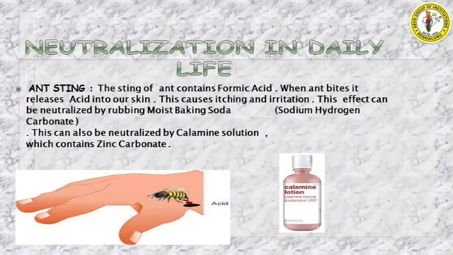That is sodium hydrogen carbonate, the chemical name of baking soda. It can also be neutralized by calamine solution, which contains zinc carbonate. So when formic acid is released to our skin, we can neutralize it with the help of baking soda, that is sodium hydrogen carbonate, and also with the help of calamine solution, which contains zinc carbonate.